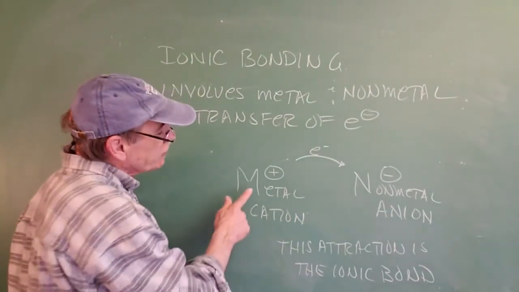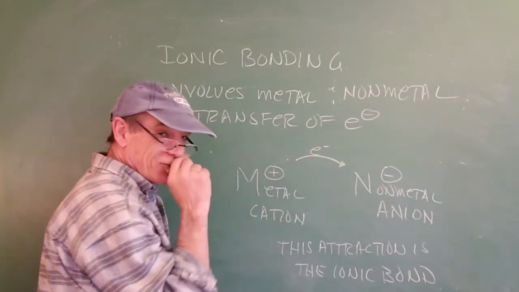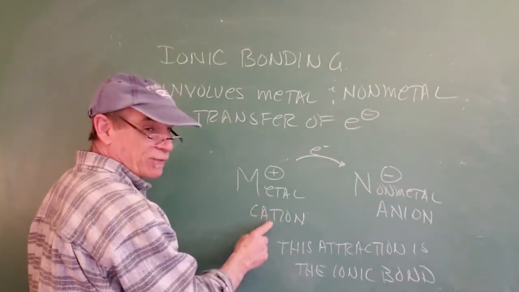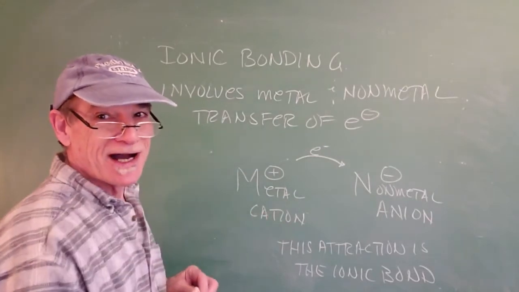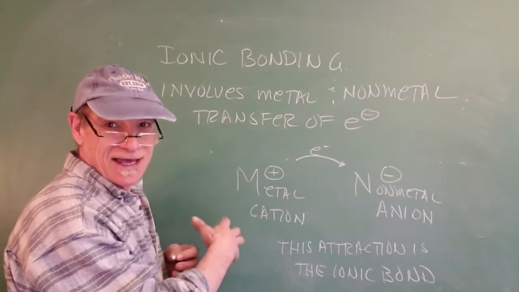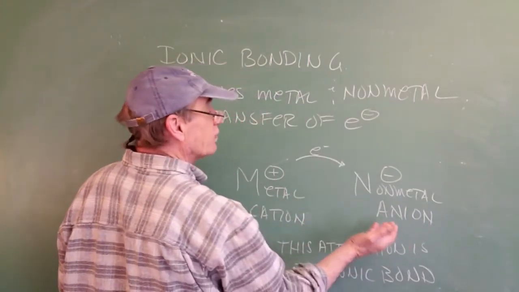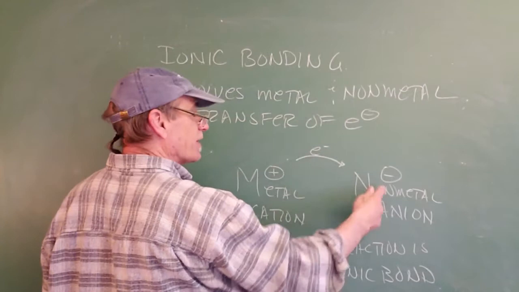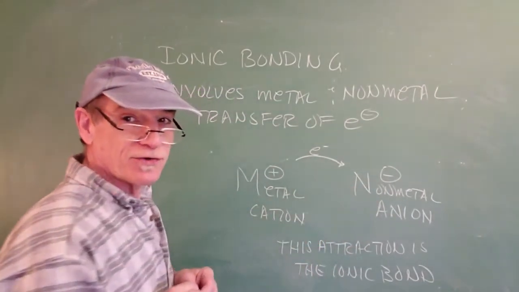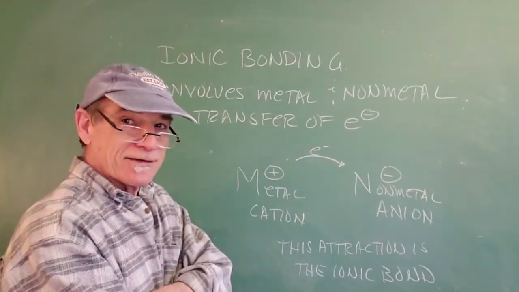So that results in the metal having a positive charge, having lost one or more of its negative electrons, making a metal cation. Remember, we differentiate between the ions, an ion being a charged atom, whether positive, a cation, or negative, like the nonmetal, an anion. So once the electron gets transferred from the metal to the nonmetal, then there's a clear attraction between these oppositely charged particles, and that attraction is referred to as an ionic bond.